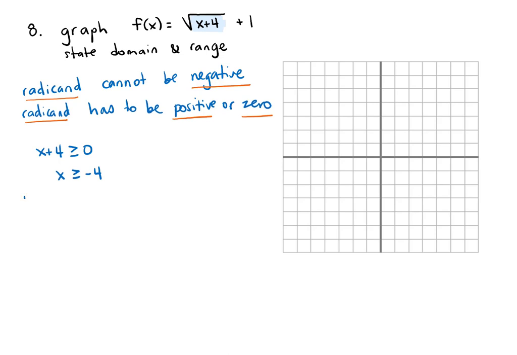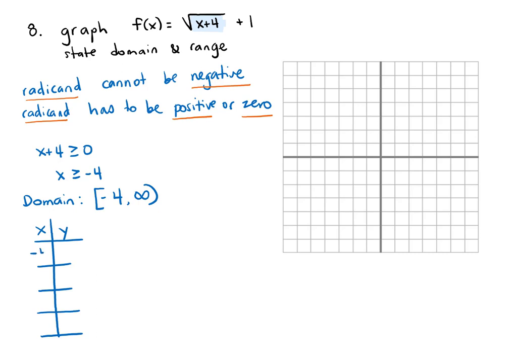This is our domain. Our domain then would be from -4 all the way to positive infinity, including the negative 4, not including positive infinity. Therefore, if I do a t-chart, I'm not going to put negative 4 in the middle. I'm going to put it as the lowest number this could be. So I'll put the negative 4 here, and then we'll continue on. When I plug this in, let's go ahead and put our answers down. F of negative 4 is 1.